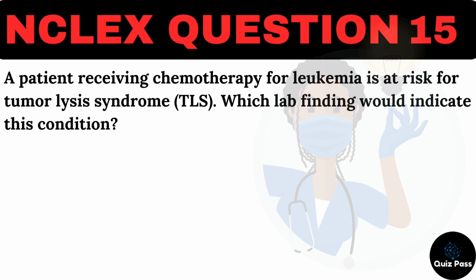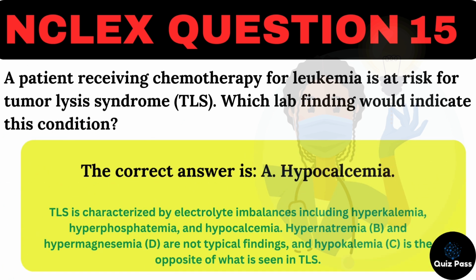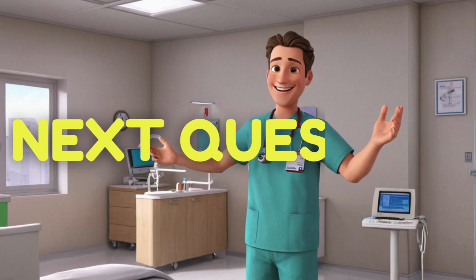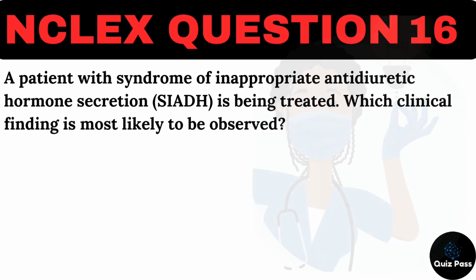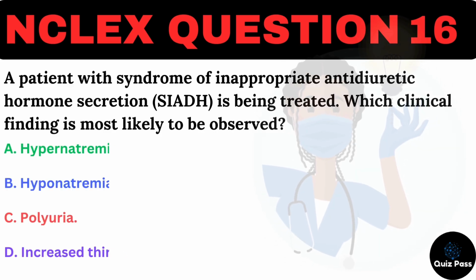The correct answer is A. Hypocalcemia. TLS is characterized by electrolyte imbalances including hyperkalemia, hyperphosphatemia, and hypocalcemia. Hypernatremia, B, and hypermagnesemia, D, are not typical findings, and hypokalemia, C, is the opposite of what is seen in TLS.